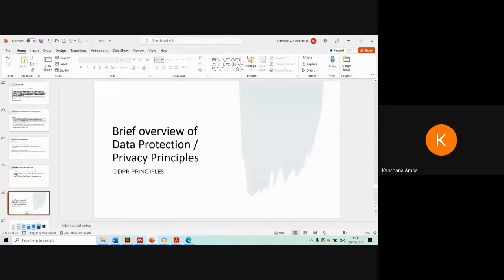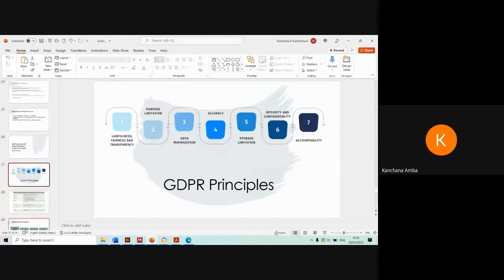Our act was based on the GDPR, and GDPR was not the first data protection law in the world, but the first comprehensive data protection principles that came, and it's kind of become like a global standard. So it's very important to know, right? So the GDPR principles are based on lawfulness. You can hold customer data if it is lawful, based on fairness and transparency.